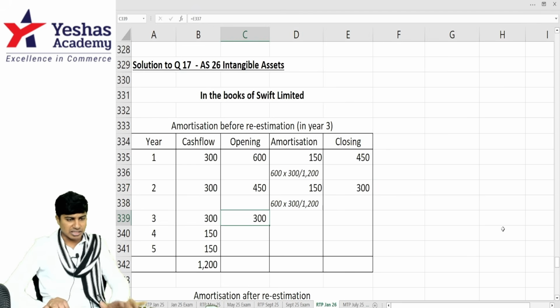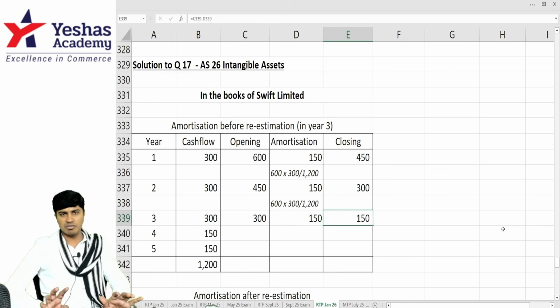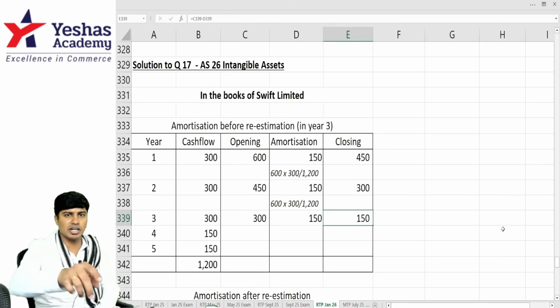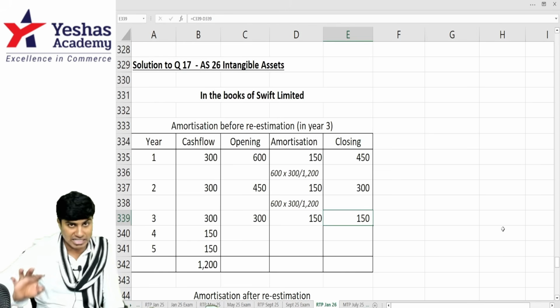Third year I will take 300 and I'm going to amortize it by how much? 600 multiplied by 300 divided by 1200. Same story again. 150. I will get 150. This 150 should be amortized over year 4 and year 5 as 75, 75.